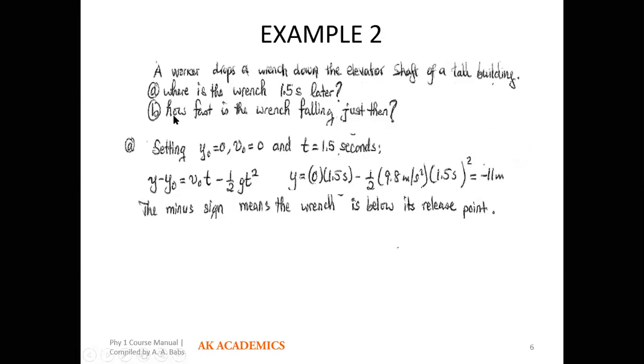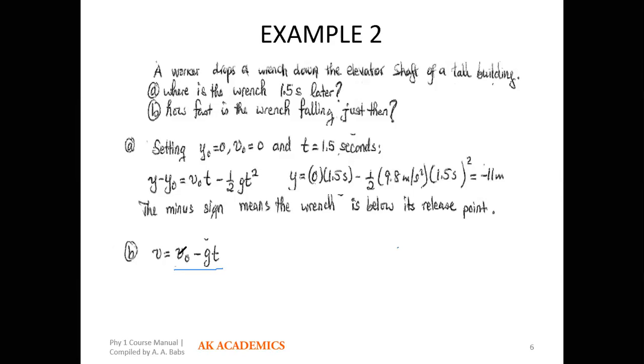Let's take it a step further. The B part says, how fast is the range falling just then? How fast simply means we are looking for either speed or velocity. Since we know direction, it simply means we are looking for the velocity. The equation that is more convenient to use to solve the B part of this problem would be v equals v naught minus g t, because we have almost all the information to use this equation.